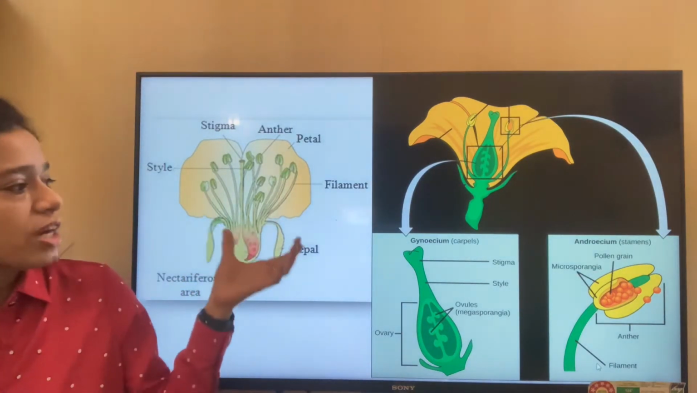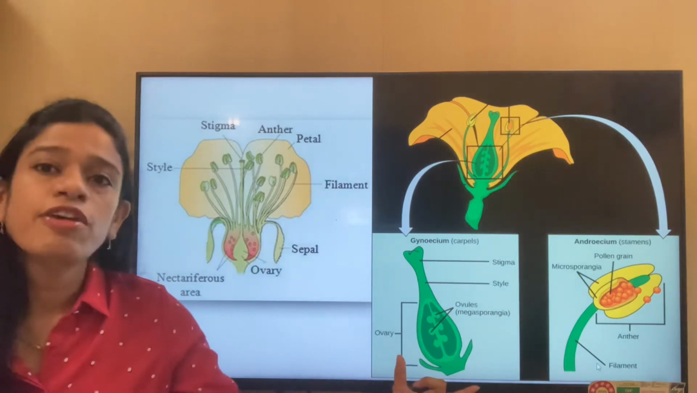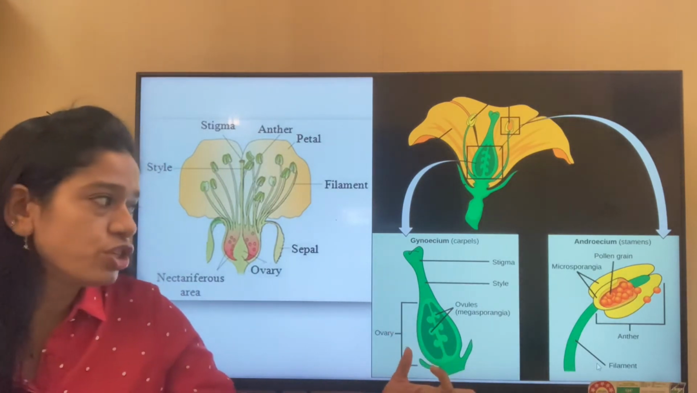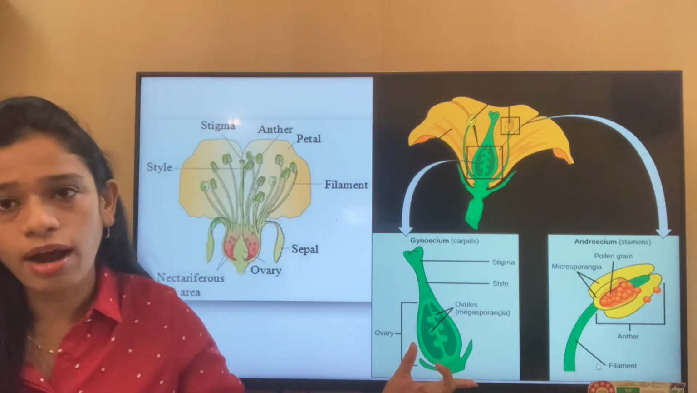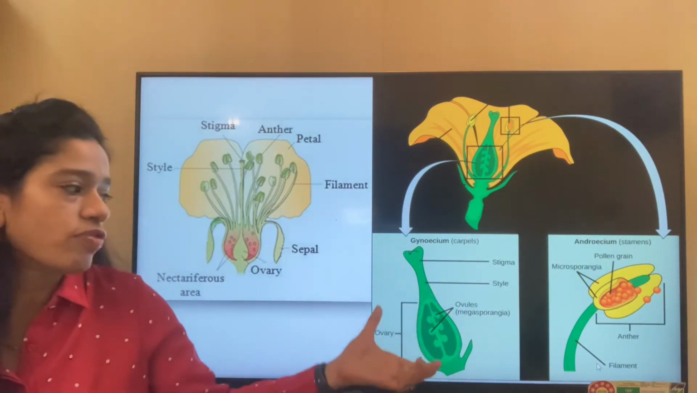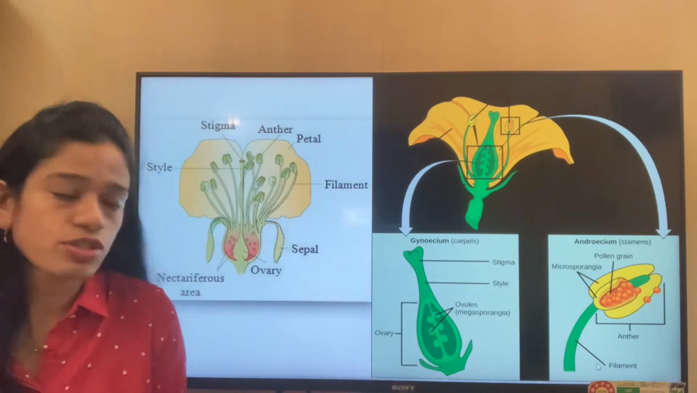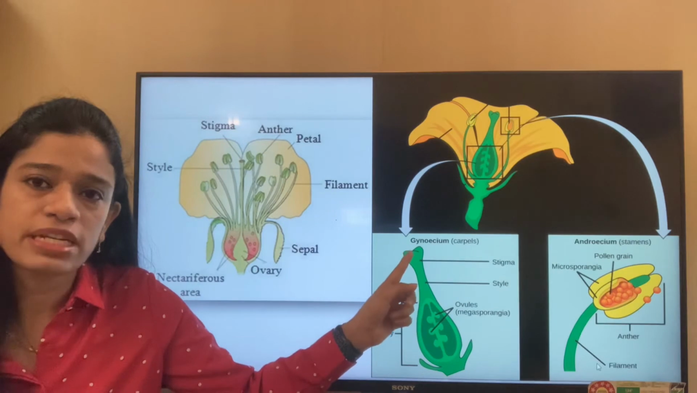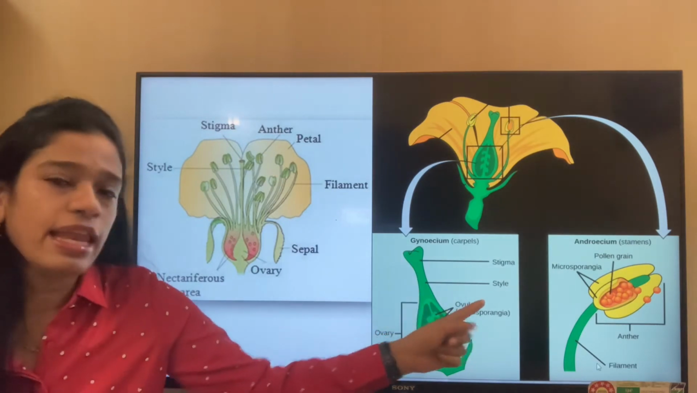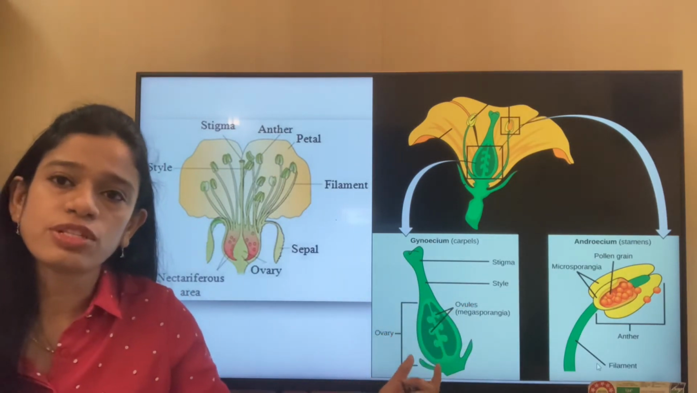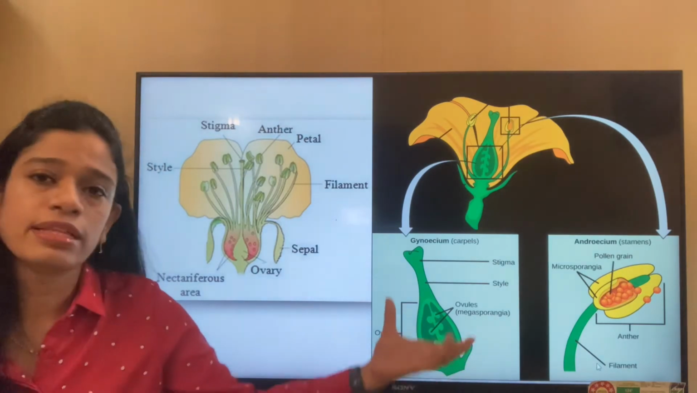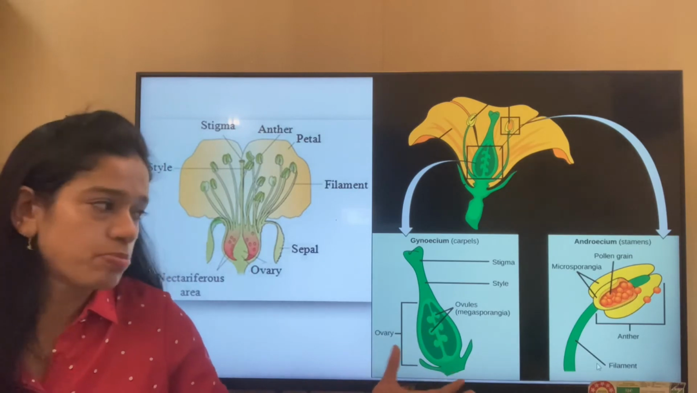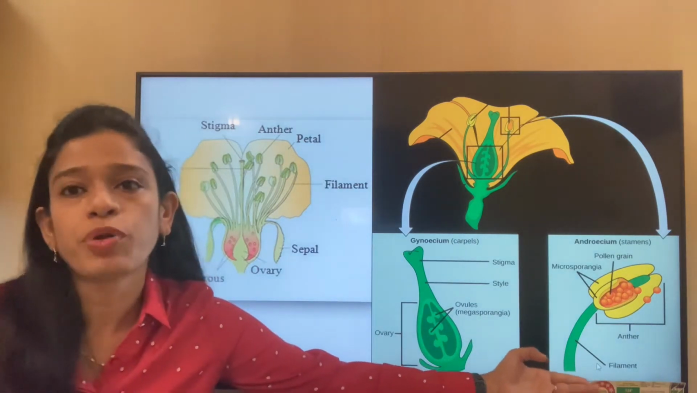Now when we talk of a complete flower, this is the female reproductive part. It is called the gynoecium, or it is also known as a carpel. The gynoecium consists of the ovary, the style, and finally the stigma. So this is the stigma, this is the style, and this is the ovary that contains the ovules. This is the female reproductive part, where the seed formation takes place.